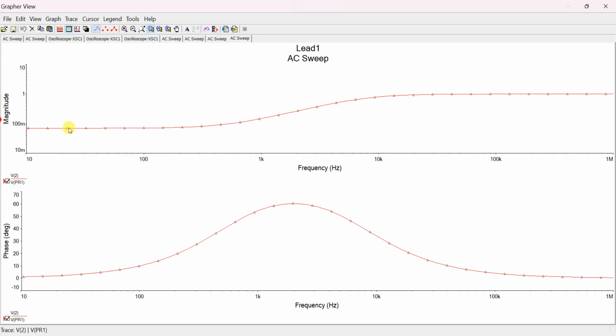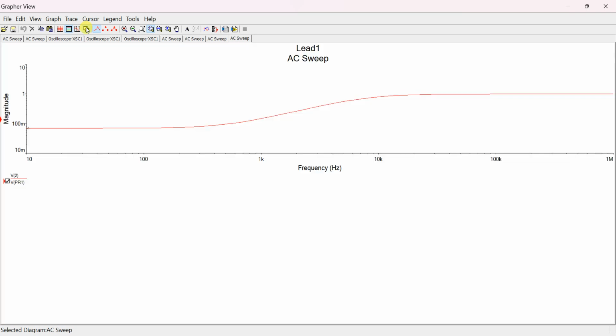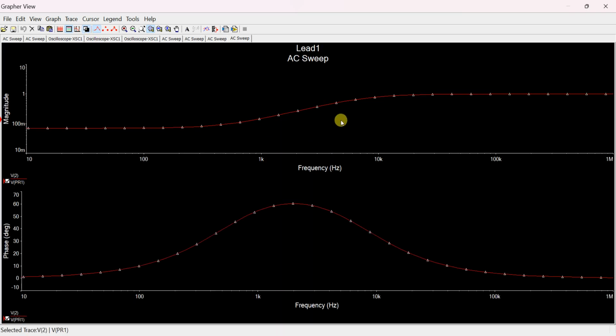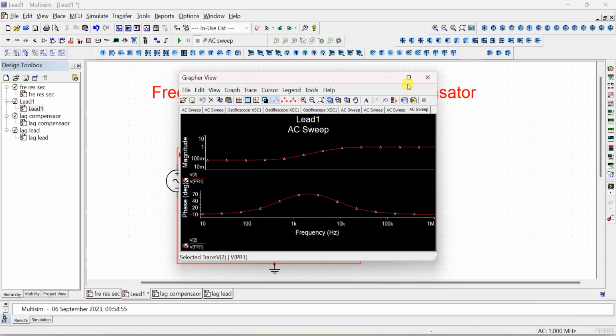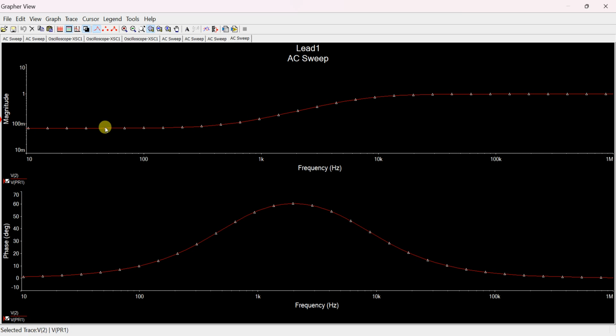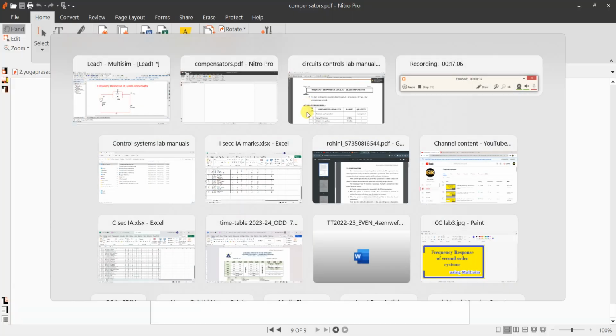So this is the response you are getting. This is the button to change the background color to white or black. This is like a high pass filter. Low frequencies are attenuated, high frequencies are passed. If you take 3 dB less here, you are going to get the cutoff frequency somewhere here. You can refer to the design part here.